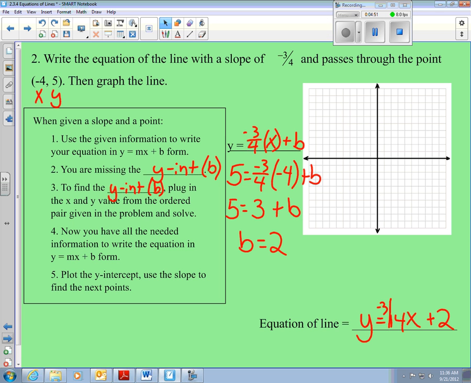So for our line here, we're going to go up 2 and make a point. And then now we have -3, so we're going to go down 3 and over 4. And I'm going to do that again, down 3 and over 4.